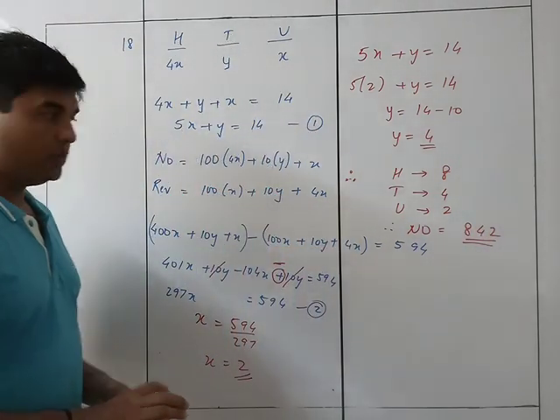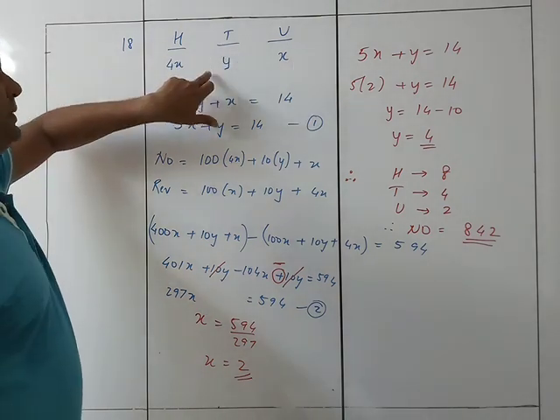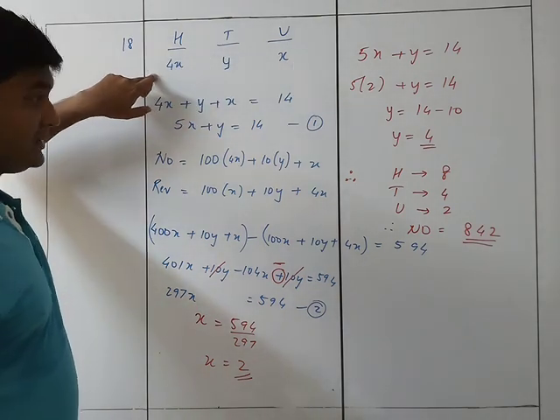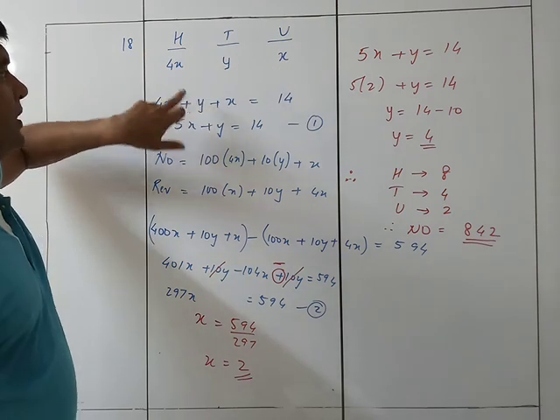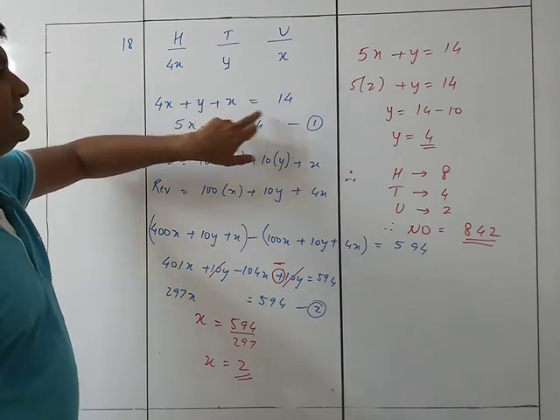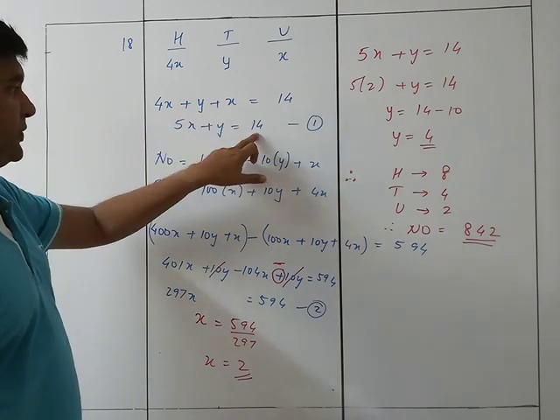Understood? So, just check it once again. Units place is x, tens place is y, so hundreds place is 4x, because it is given that the hundreds place is 4 times the units place. Accordingly, the sum of the 3 digits is 14. So 4x plus y plus x is equal to 14. So this is the first equation.